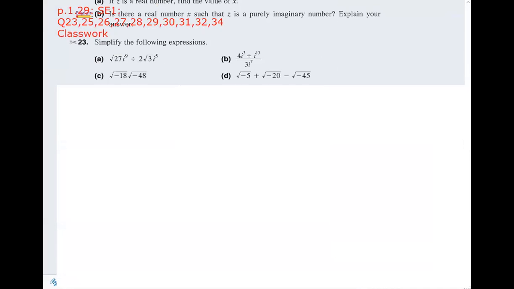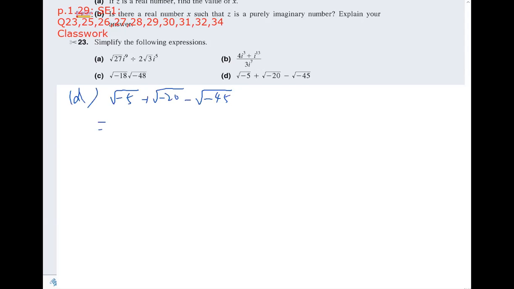Okay, so some students asked me to talk about question number 23 part D. Okay, so let me talk about question 23 part D first. Okay, so it's the square root of -5 plus the square root of -20 minus the square root of -45. Okay.